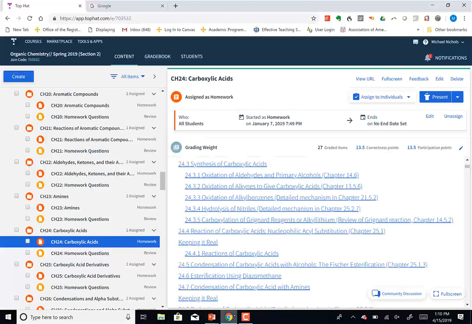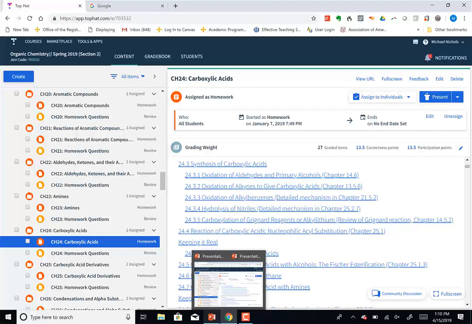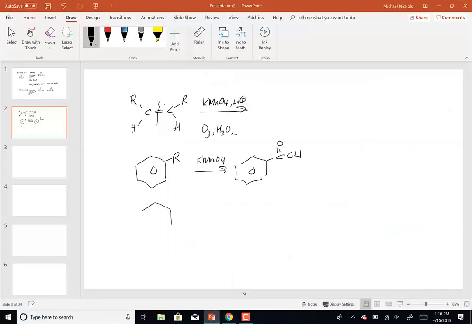Next, hydrolysis of nitriles, I'll come back to. Carboxylation of Grignard reagents. So that means I want to take a Grignard with a negative and then an MgBr or an MgCl. And what do I want to add to that? To make the carboxylic acid. And I can tell you, it's not KMnO4.